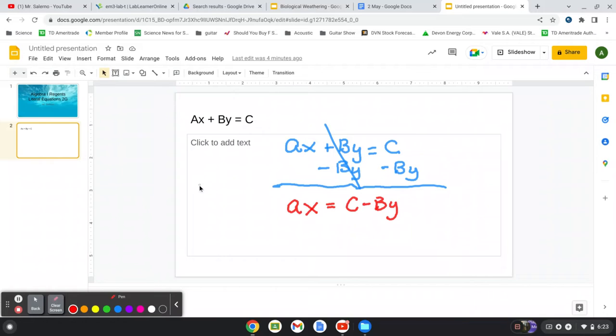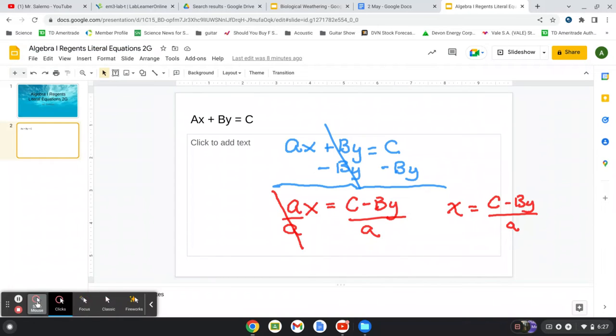Almost there, but remember we want to get X alone. So we'll just divide out the A. We're dividing because A times X is multiplication, so we're doing the opposite operation, and we have our answer. Solving for X in terms of A, B, C, and Y, X will equal C minus BY over A. Simple as that. That's what literal equations are. Let's do a few so you get used to it.